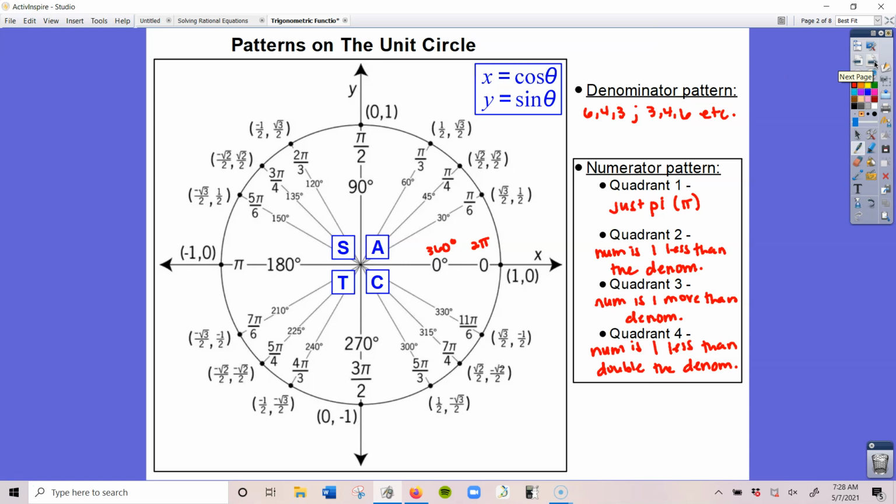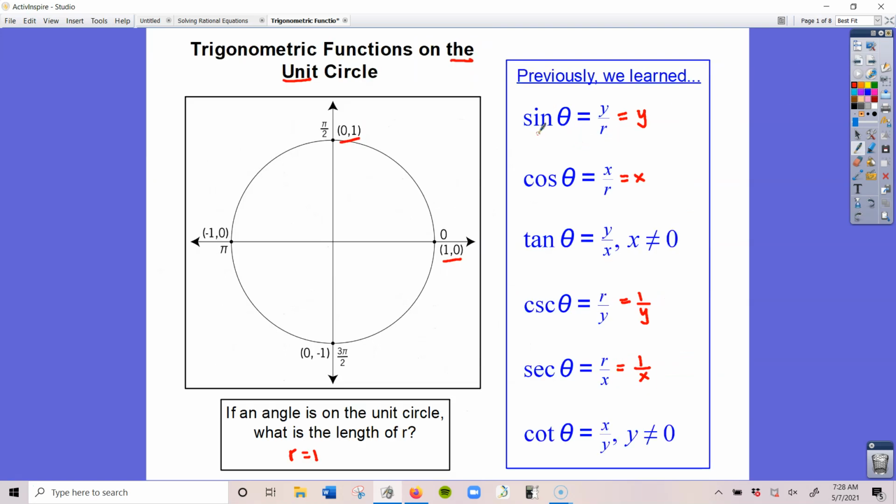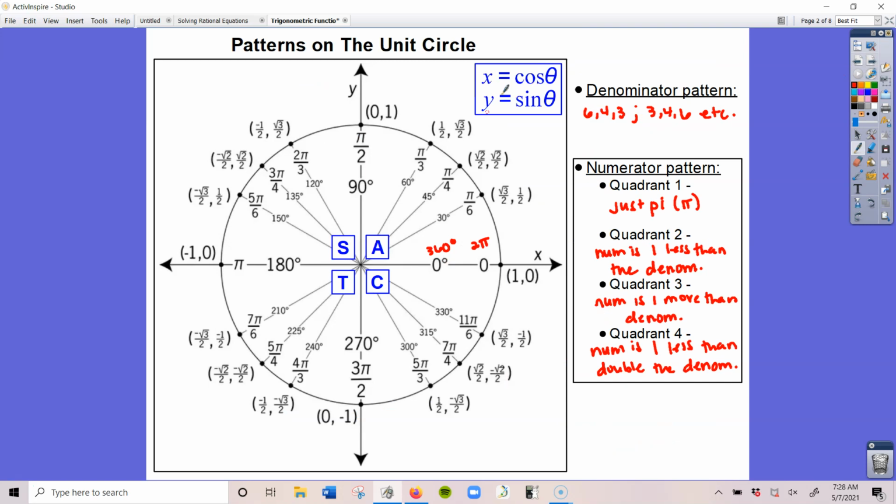Now, how do we use the unit circle? If you notice here that I put in the right-hand corner, we haven't even discussed these coordinates. The coordinates represent the cosine and the sine value. Remember that here we established that on the unit circle, sine is equal to y and cosine is equal to x. So that means that when we look at these coordinates, the x value is the cosine value at that angle, and the y value is the sine value at that angle.